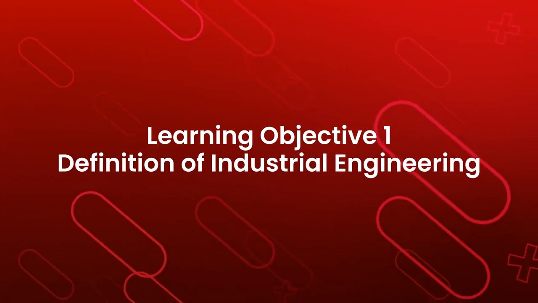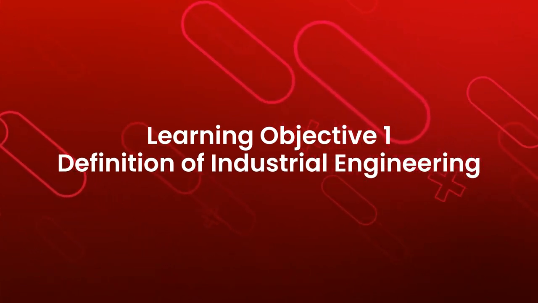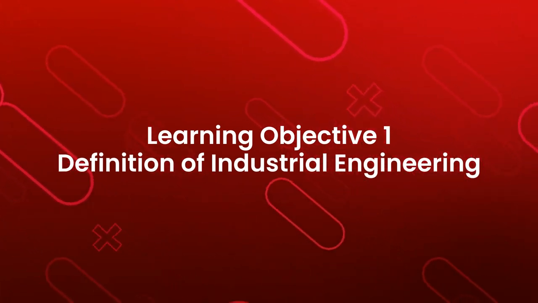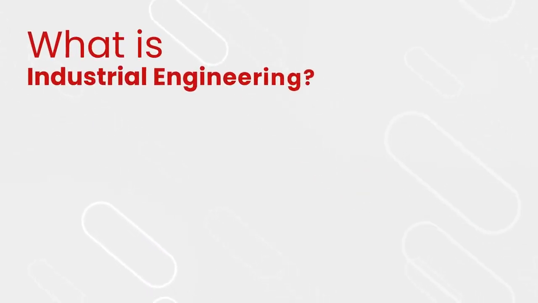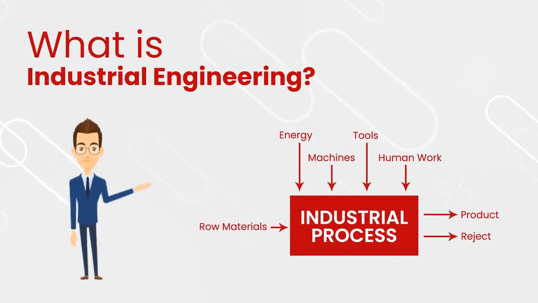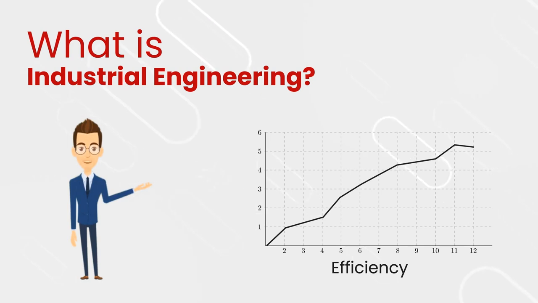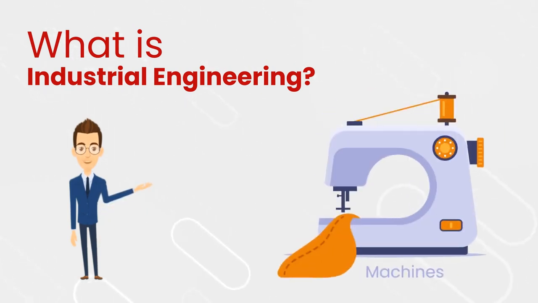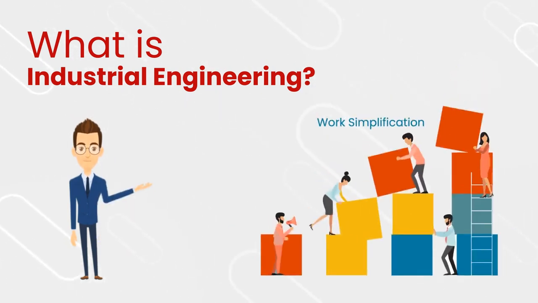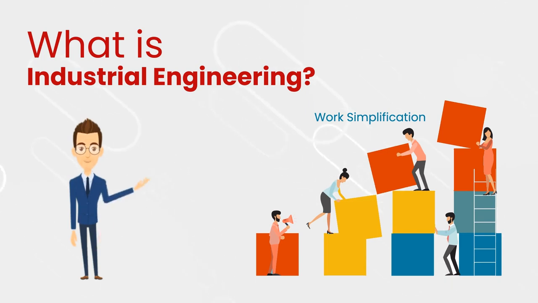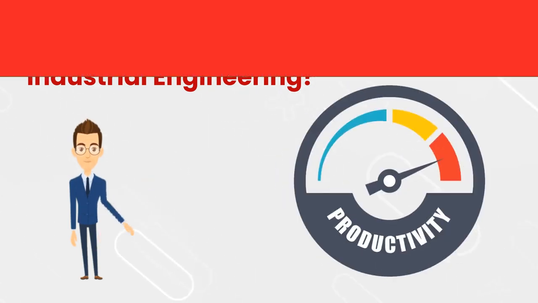Learning Objective 1. Definition of industrial engineering. What is industrial engineering? Industrial engineering is a branch of engineering that is concerned with the design, analysis, and control of industrial processes. An industrial engineer in a manufacturing plant is involved with the operating efficiency of workers and machines. She contributes to simplification of work methods and improvement of profits through productivity improvements.